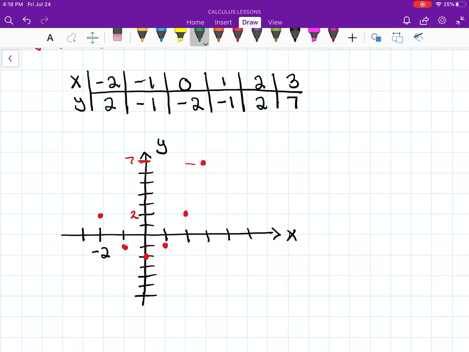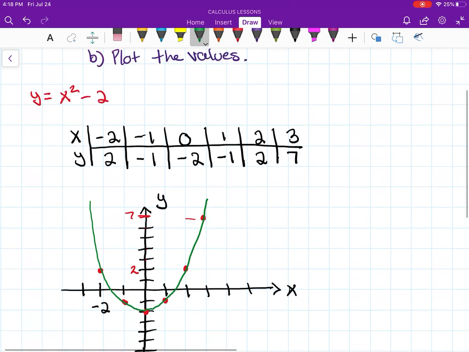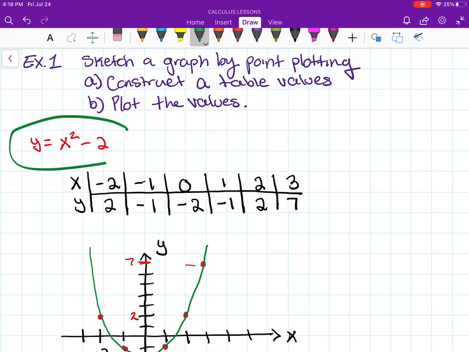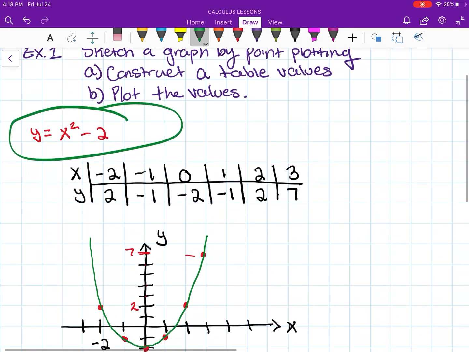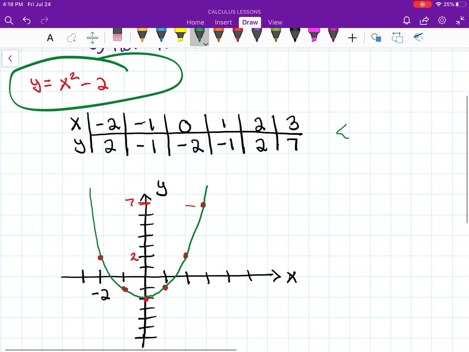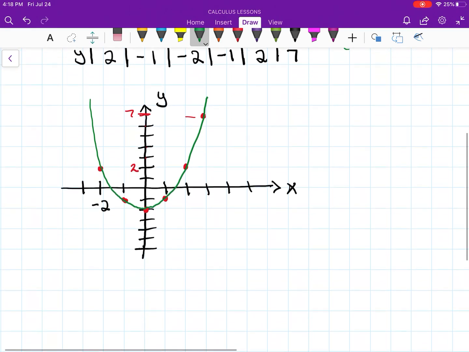And so what we could do is we can go ahead and connect our points here. And we end up with our parabola. So this is how you can represent an equation of y is equal to x squared minus 2 using its points to create a graph.